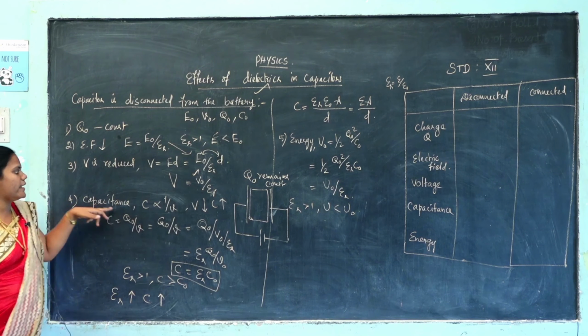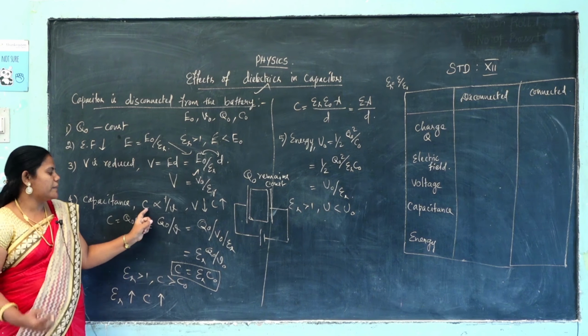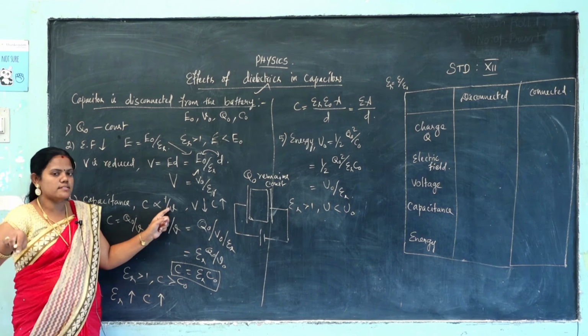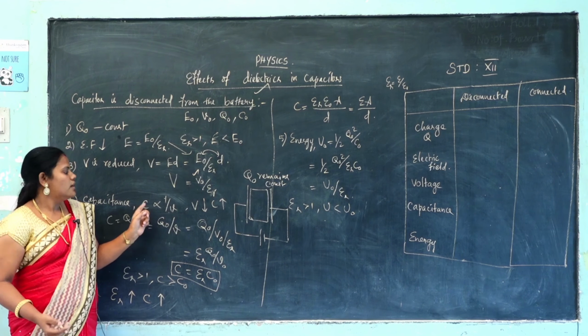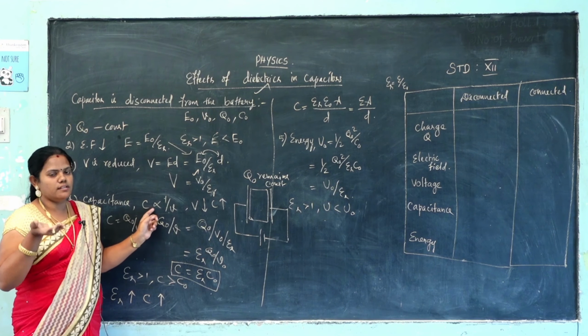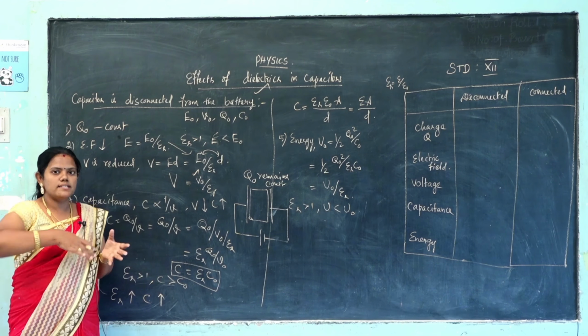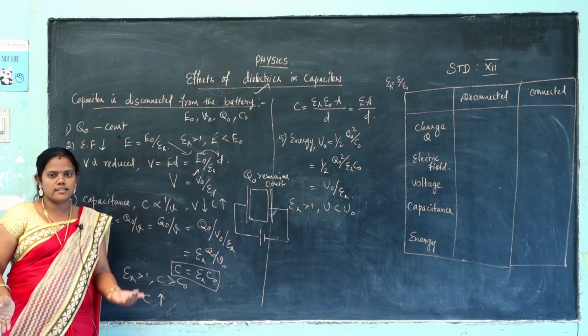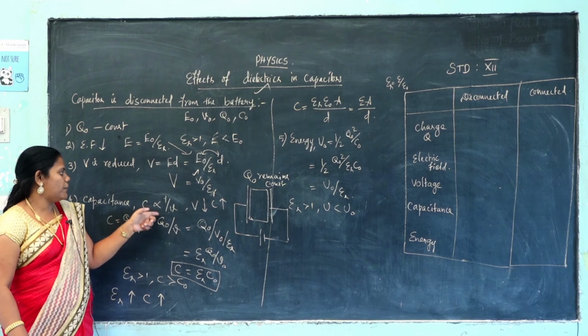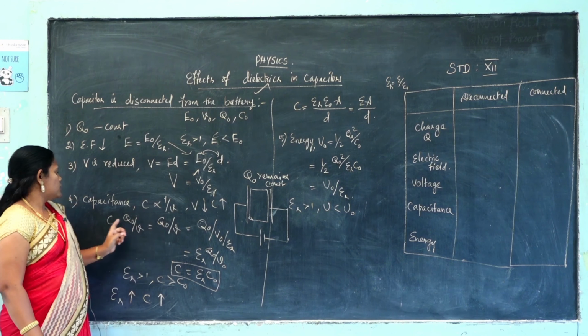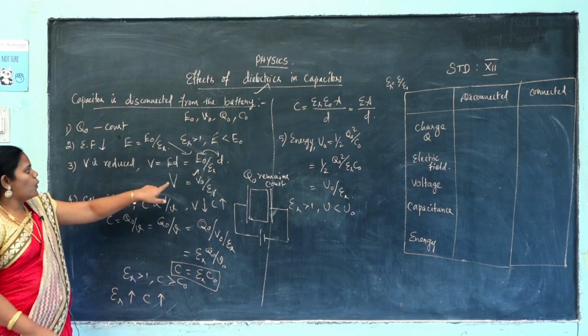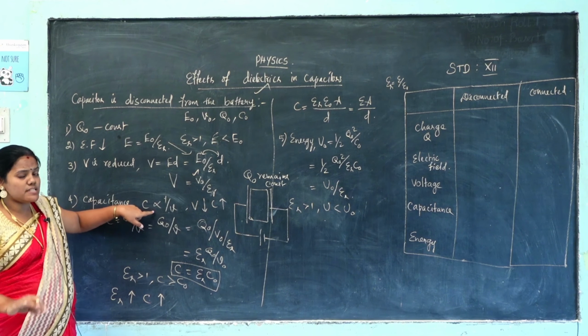Now we will calculate the capacitance. Capacitance depends upon the voltage. So if voltage increases, the capacitance will decrease. If voltage decreases, the capacitance will increase. So they are reciprocal to one another, vice versa also. One increases, the other decreases. So C is proportional to 1 by V, so you will calculate this. When voltage decreases, the capacitance increases.